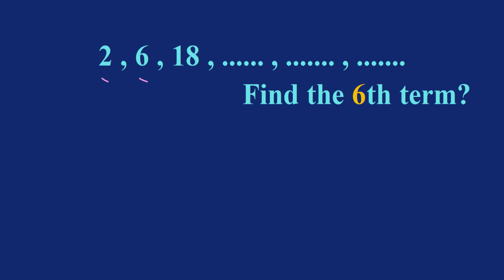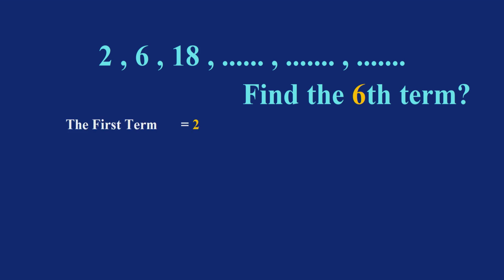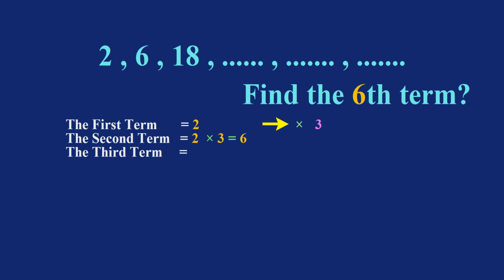As you can see, we found that each term is multiplied by 3. This 3 is what we call our common ratio. Since the first term is 2, we can get the second term by multiplying the first term by 3. The second term is 2 times 3, which equals 6. And the third term is 6 times 3, which equals 18.